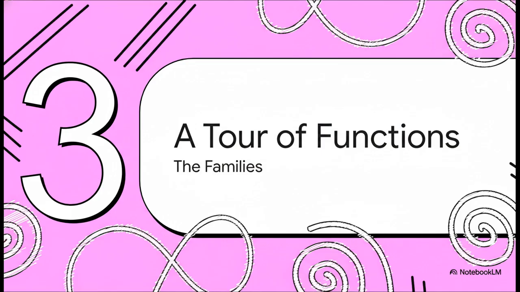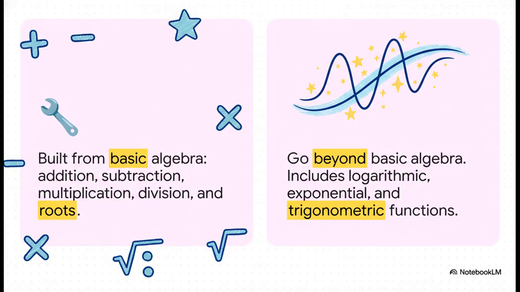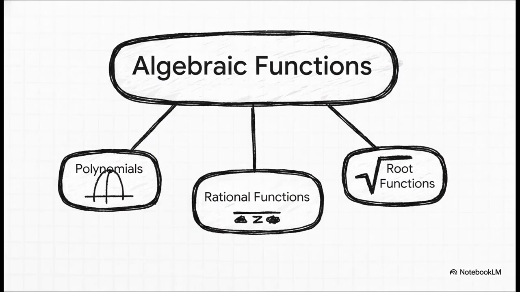Turns out there are really two main superfamilies of functions. On one side, you've got what are called algebraic functions. These are pretty much what they sound like. They're built using all the basic tools of algebra that we already know: adding, subtracting, multiplying, dividing, taking roots. Then on the other side, you have transcendental functions. These go beyond basic algebra. They're for describing things like explosive exponential growth using logarithms, or the rhythm of natural cycles with those wave-like sine functions. So, the polynomials we've been talking about fit right into that algebraic family.